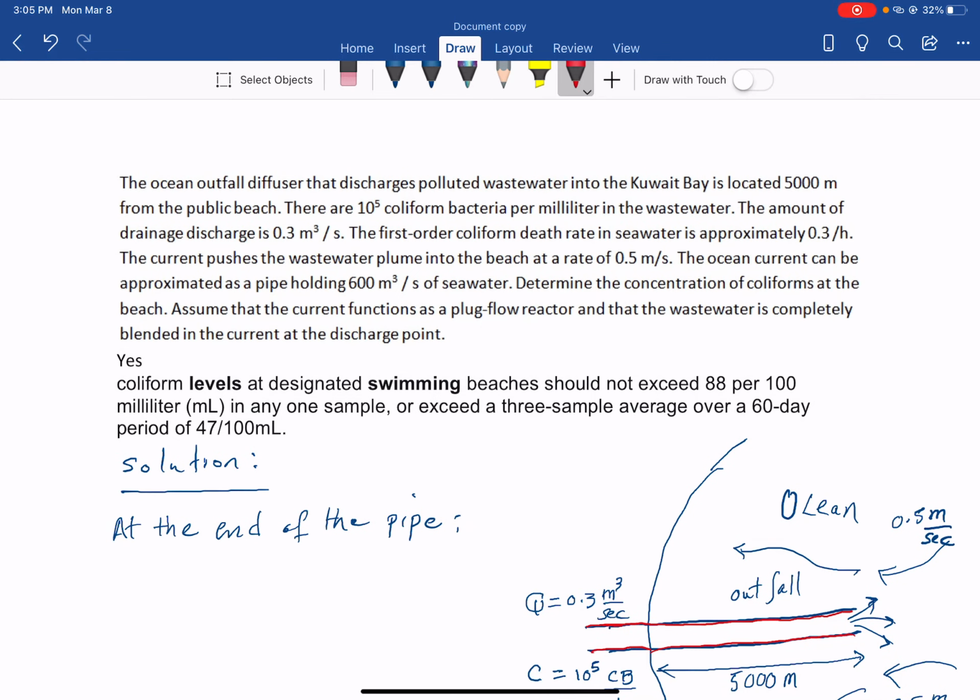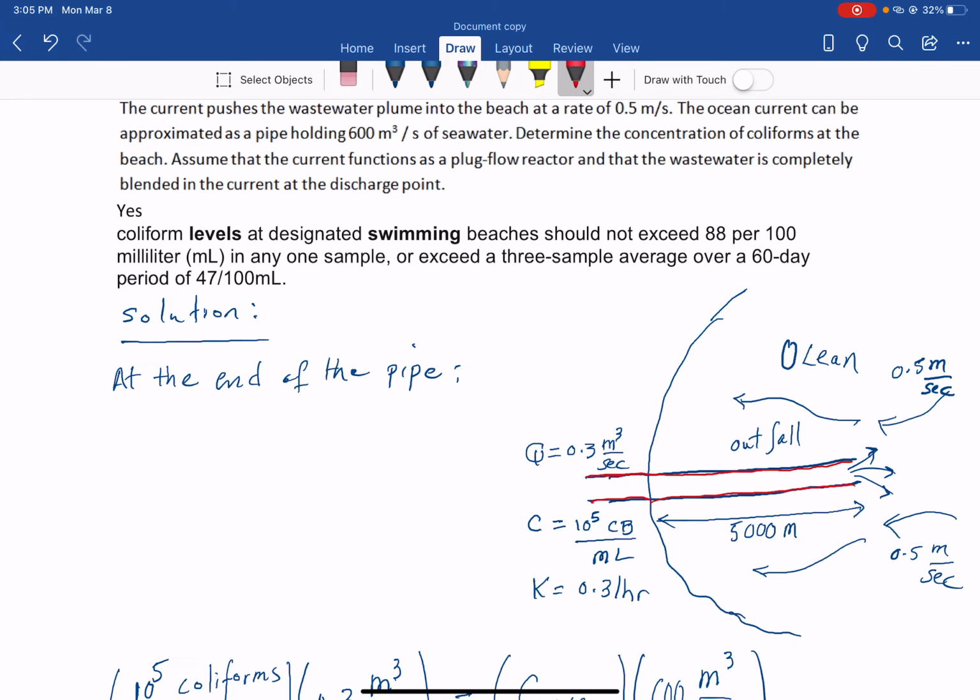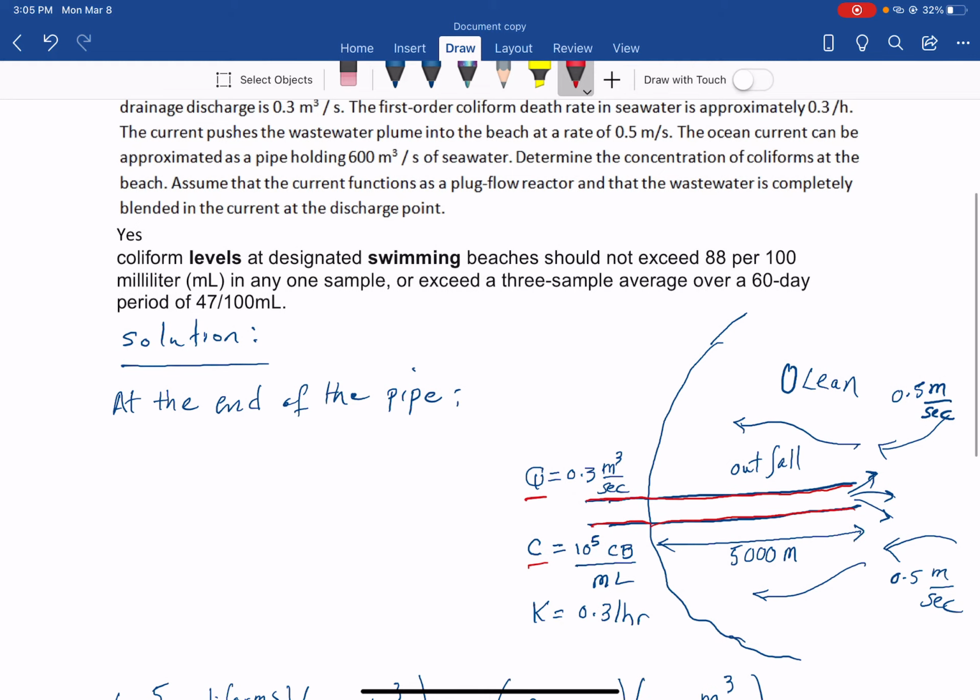There are 10 to the 5 coliform bacteria per milliliter in wastewater. So in this wastewater, there is 10 to the 5 coliform bacteria per milliliter. The amount of drainage discharge is 0.3 meter cubed per second. So we have the concentration of bacteria and we have the flow rate inside the outfall, and we know it's 5,000 meters extending inside Kuwait Bay.